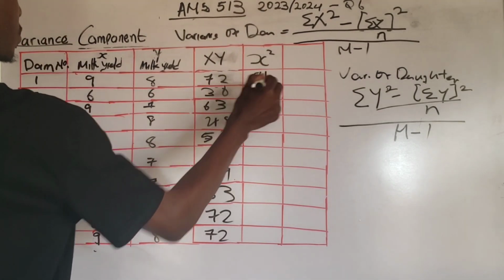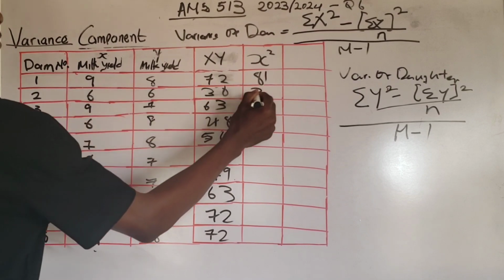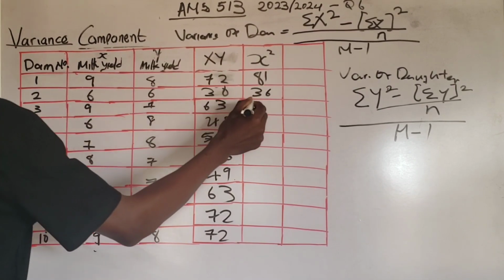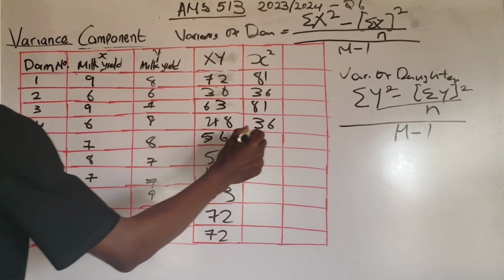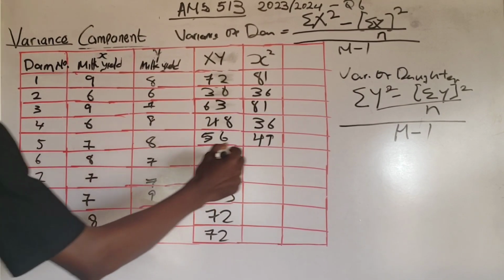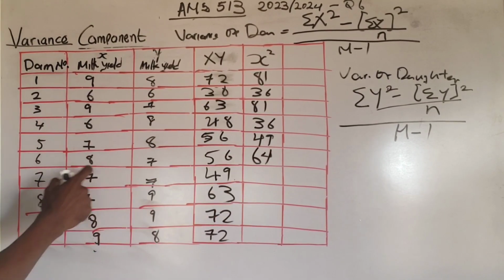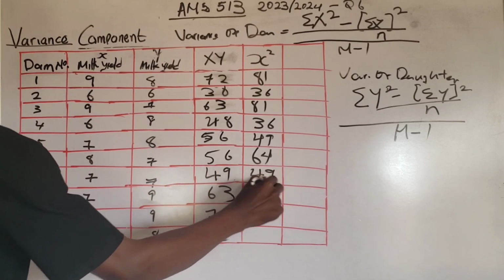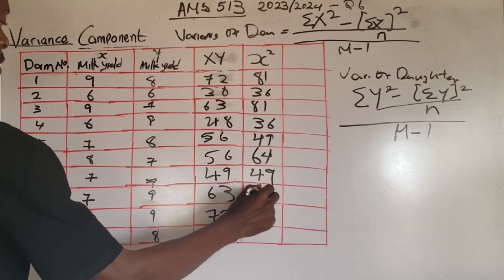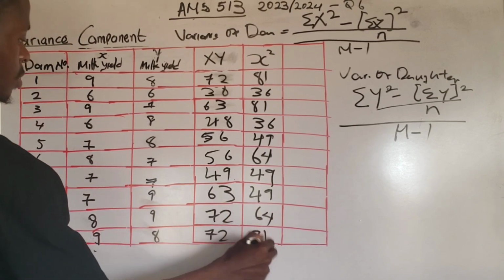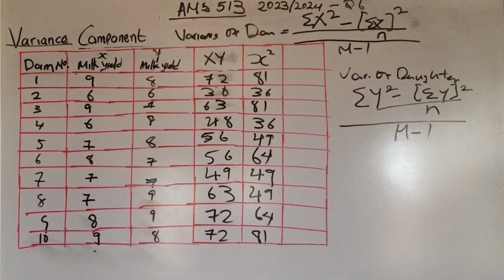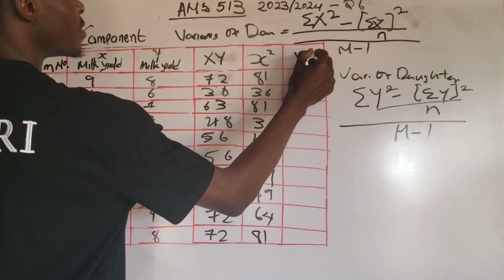9 square is what? 81. 6 square is what? 36. 9 square is 81. 6 square is 36. 7 square is 49. 8 square is 64. 7 square is 49. 7 square is 49. 8 square is 64. 9 square is 81. Good. So the final column on the table is y square.